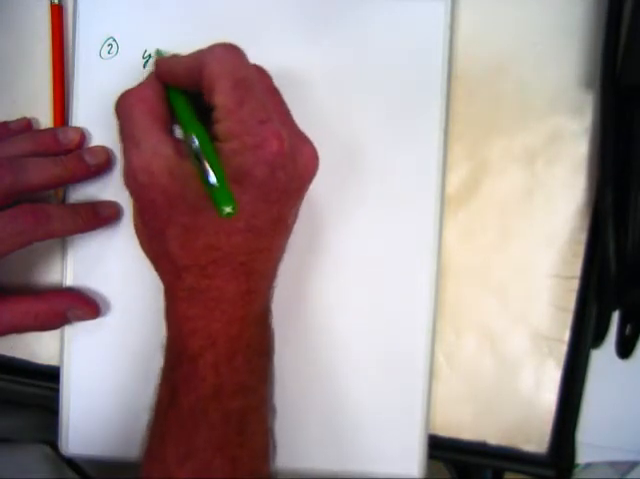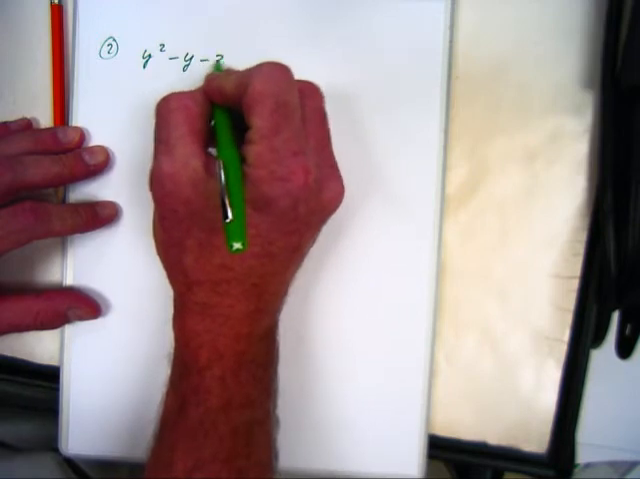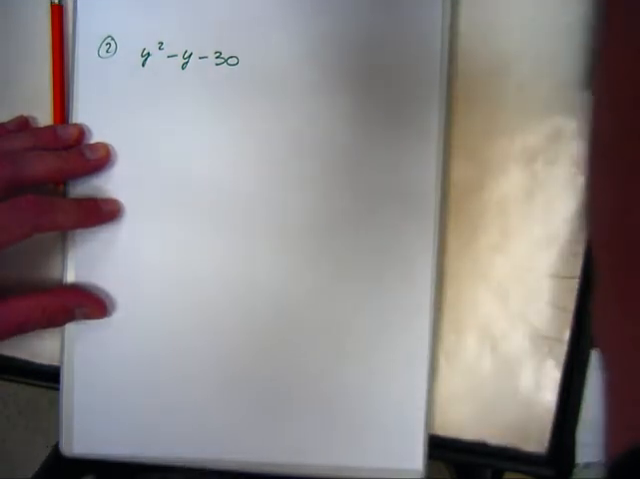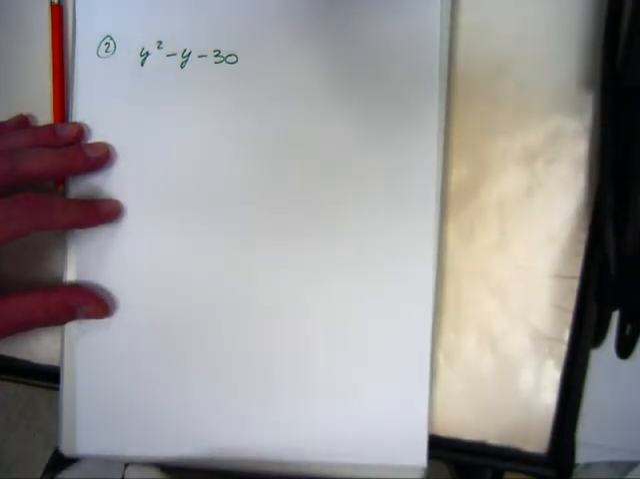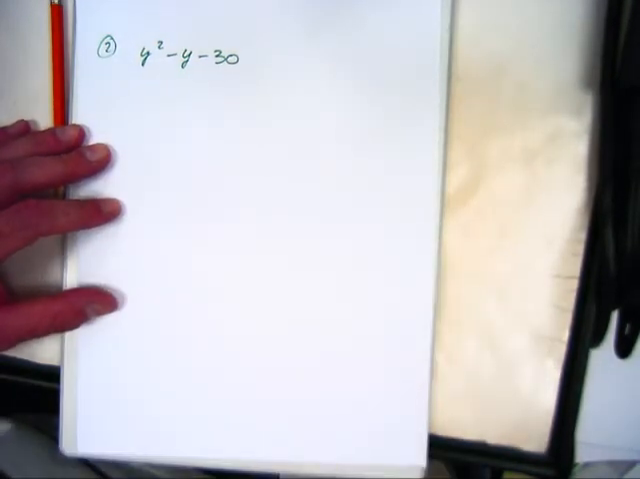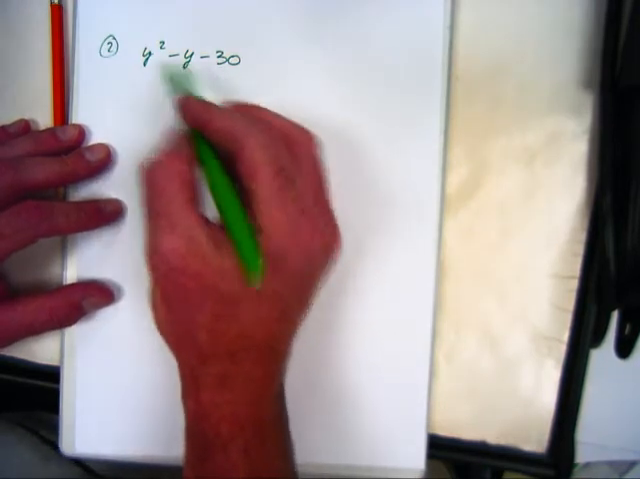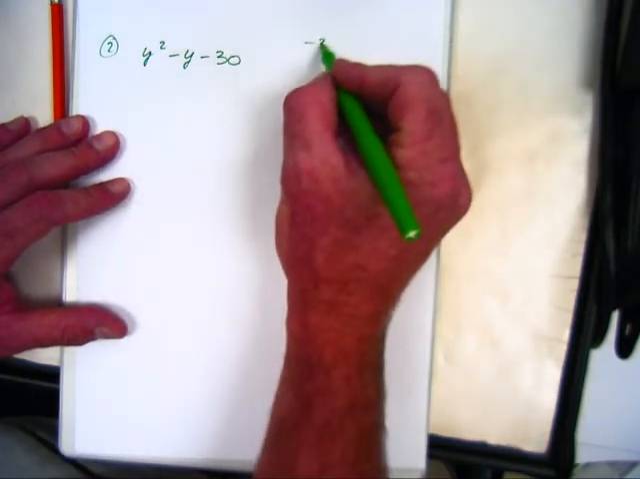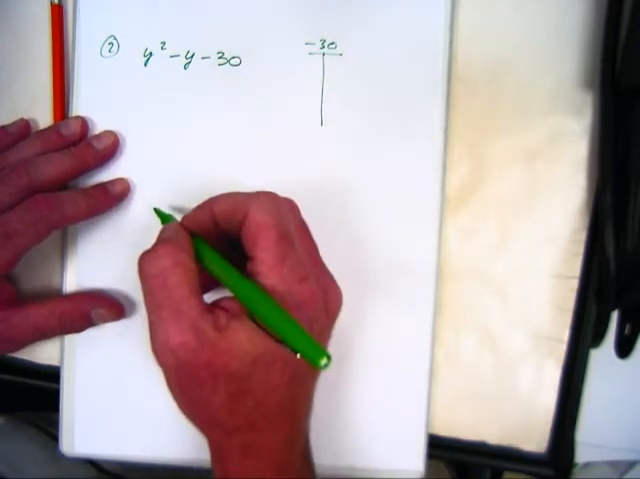Let's look at number 2. y squared minus y minus 30. I'm going to do the same thing here. Do I have a GCF? No. I have 3 terms. I do not have a coefficient there, so I'll use the CAT's method. What multiplies to negative 30 and adds to negative 1?